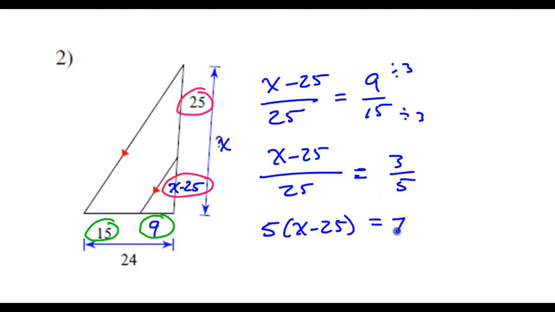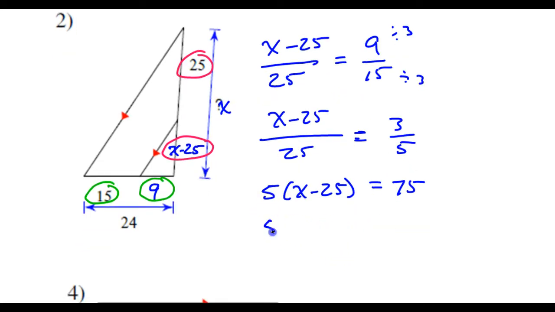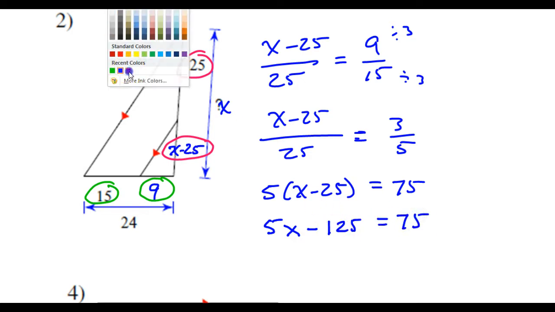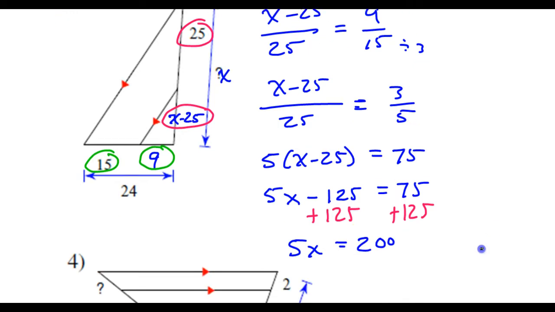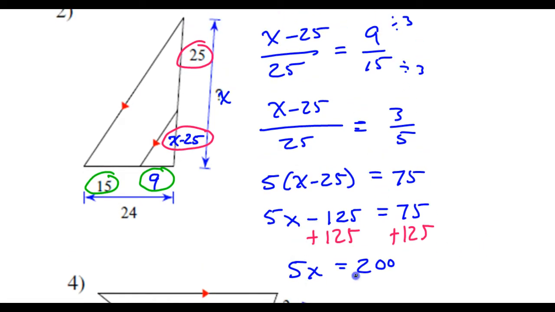Of course, 3 times 25 is 75. But you have to do the distributive property, so that'll be 5x minus 125. And then we would add 125 to both sides. So that's going to give us 200. And then if we divide by 5 on both sides, that's going to give us 40.